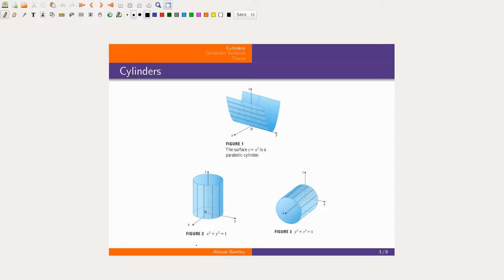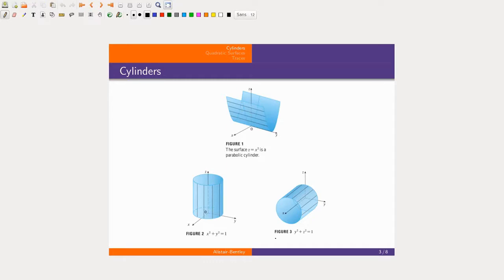So I'd like you to turn your attention to figure 2. The equation for this cylinder is given by x squared plus y squared equals 1. Okay, so we have an x term and a y term that both have a quadratic element, or they're both quadratic terms, and we'll also notice that the z variable is missing. The result of this is that the unit circle given by this equation is simply going to be projected along the z-axis, because there's no z variable in the equation.